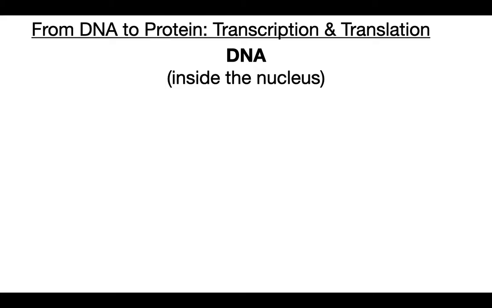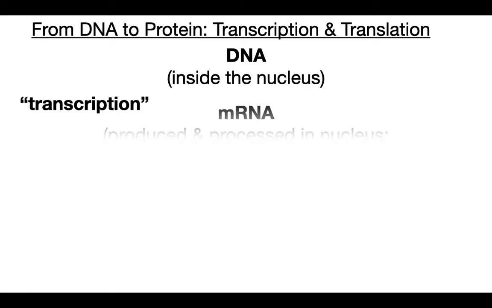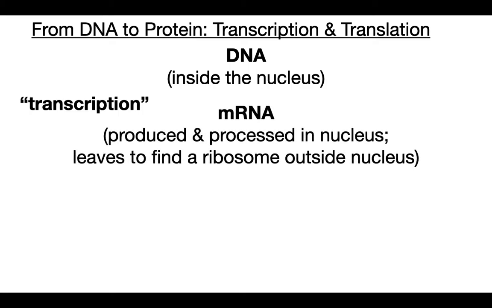So we start with DNA, which is inside the nucleus. Then the transcription phase produces a copy of the DNA in the form of messenger RNA. That RNA is produced and processed in the nucleus, and then it leaves to go find a ribosome outside the nucleus. That whole process was the subject of video 9, so if this doesn't sound familiar to you, maybe go back and check that one out again. Today we're going to be talking about the second step, translation.